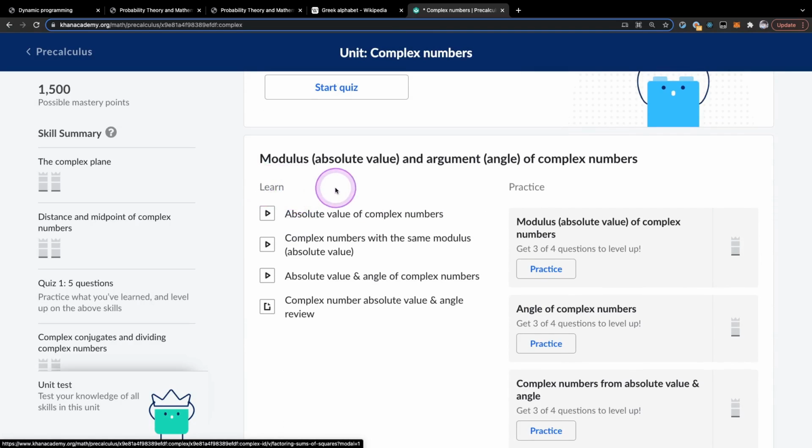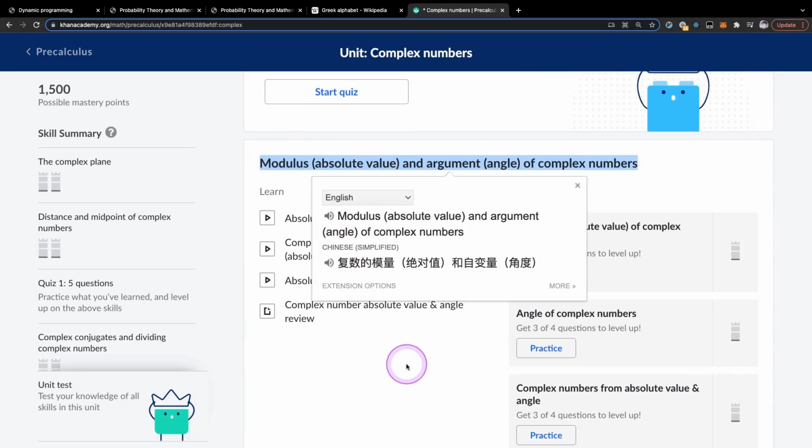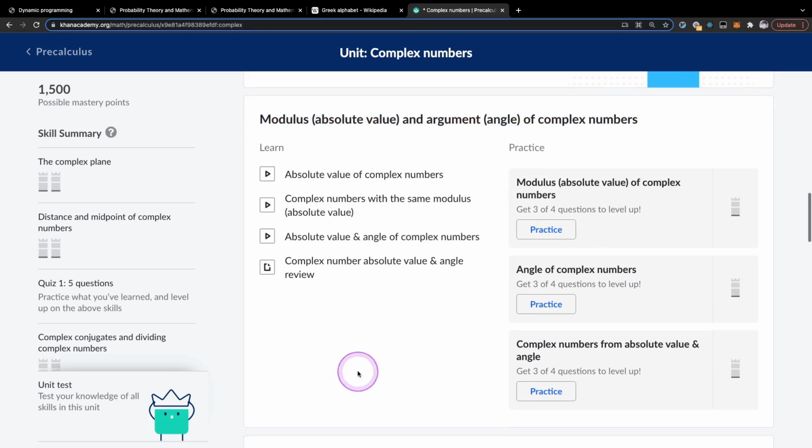Again, we get another section. Modulus and argument of complex numbers. What is that? Modulus, absolute value, and argument, angle, of complex numbers. So the modulus is just a fancy way of saying the absolute value, and the argument is the angle. That was complex. So let's get into it.